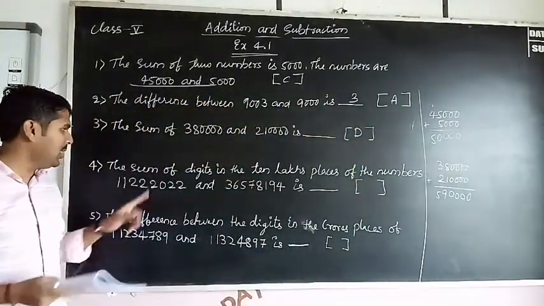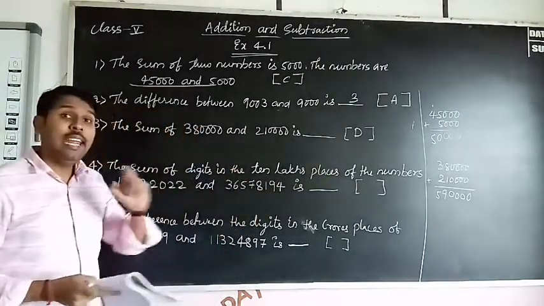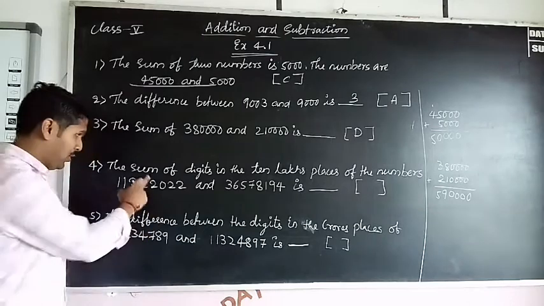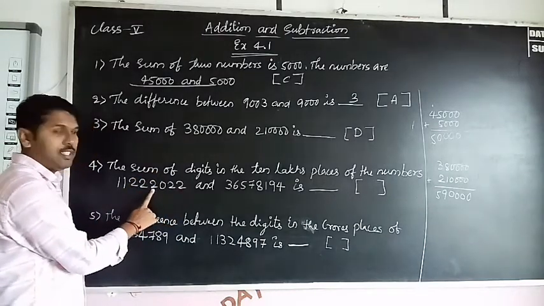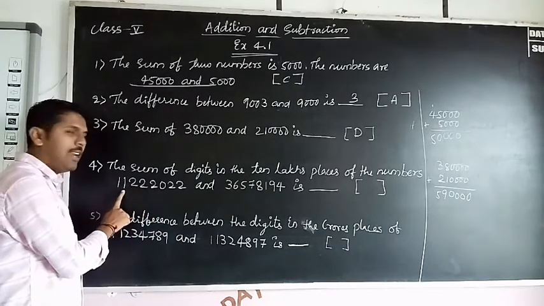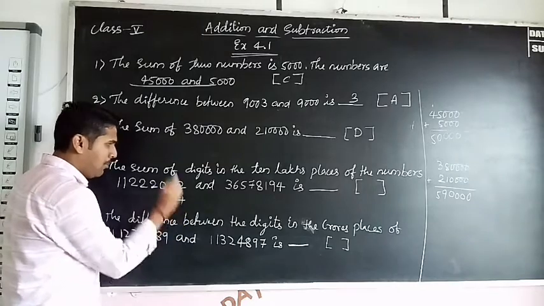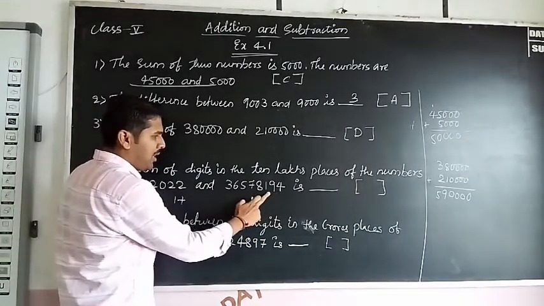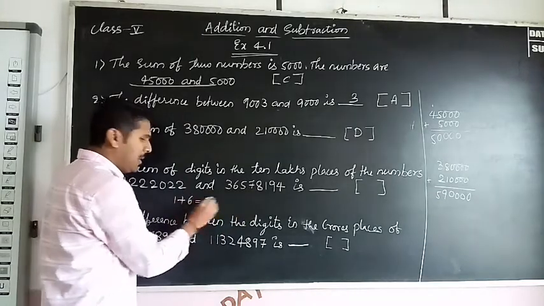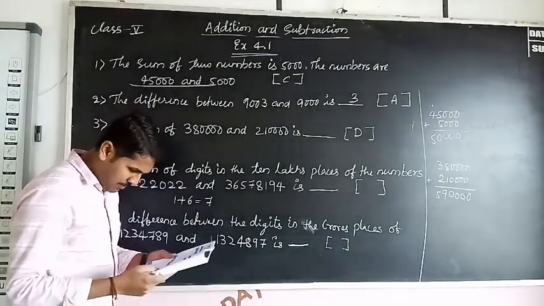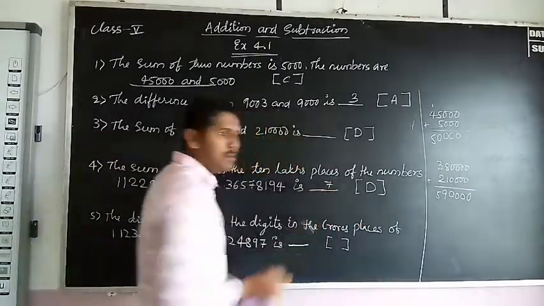Next, fourth one, the sum of digits in the 10 lakh places of the numbers. 10 lakh places, so you should add the numbers. 1, 10, 100, 1,000, 10,000, lakh, 10 lakhs. So first number is 1. 1 plus 1, 10, 100, 1,000, 10,000, lakh, 10 lakh. 6. Add 1 plus 6, 7. So what is the option? Option D. Answer 7.